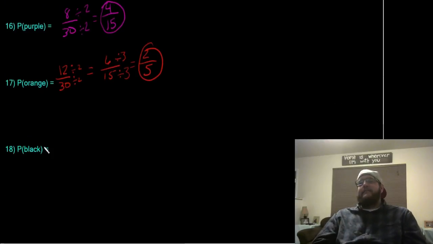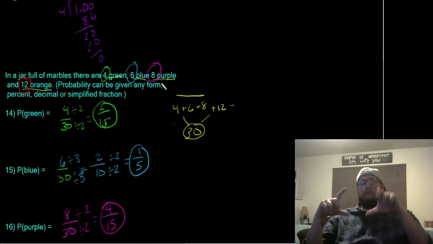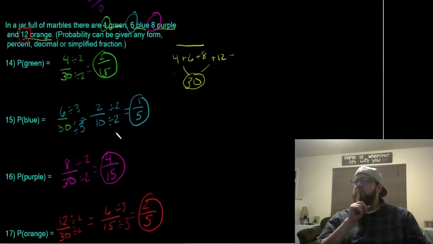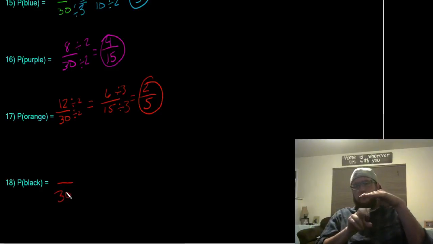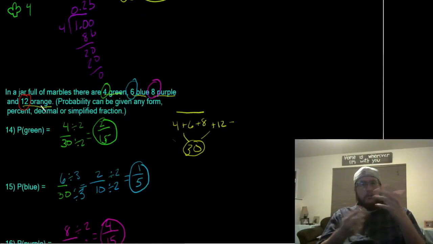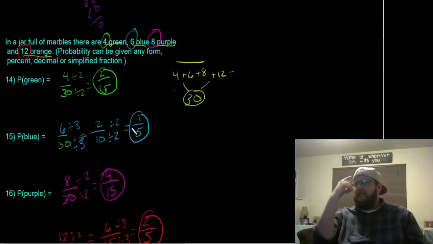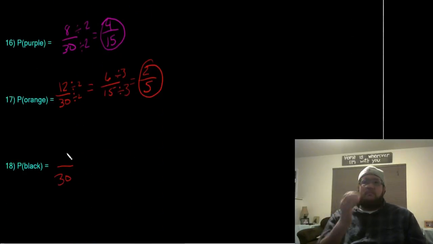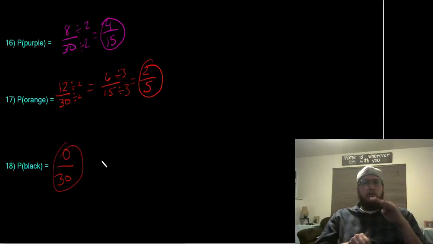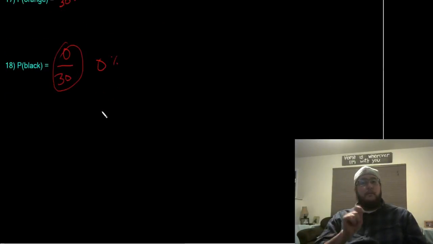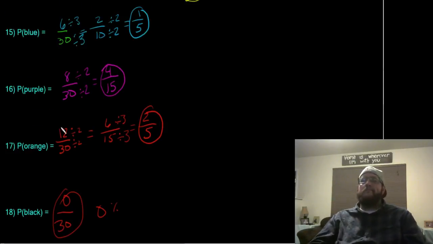Alright, the next question is the probability of getting a black marble. Well, if you notice, we don't have any black marbles. So we're still out of 30 because there are 30 total marbles in there. And we're talking about the probability of drawing a black marble, which there are none in there, so there are none that we can draw. So that is our fraction, or 0%. That's the end of that one. Alright, take a moment to pause, and we're going to move on to unbiased versus biased.